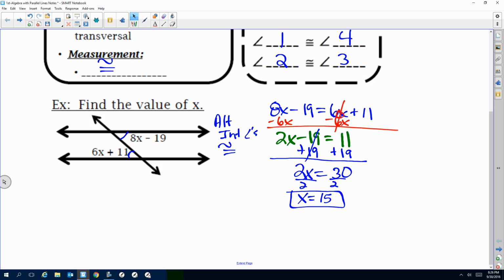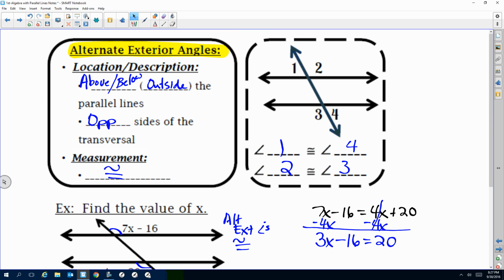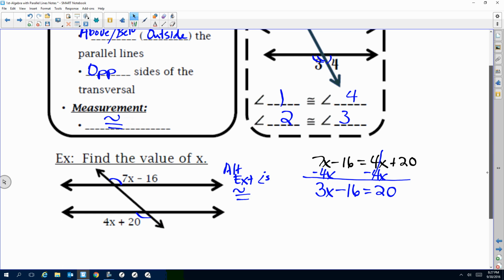The other one we did in class was alternate exterior. The exterior angles of the parallel lines are above and below the outside of the parallel lines. They're on opposite sides of the transversal, and they are also congruent. So we listed the examples in the diagram to the right, which were 1 and 4. Could go ahead and mark those. So I could put an arc at 1, an arc with 4, and then a double arc with 2 because it's different than 1, and a double arc at 3. Okay, so that's just showing it with the arcs to show the congruent angle measurements.